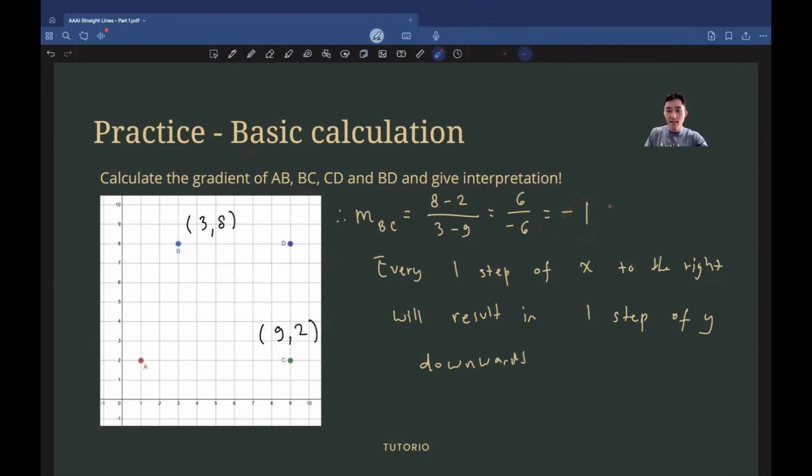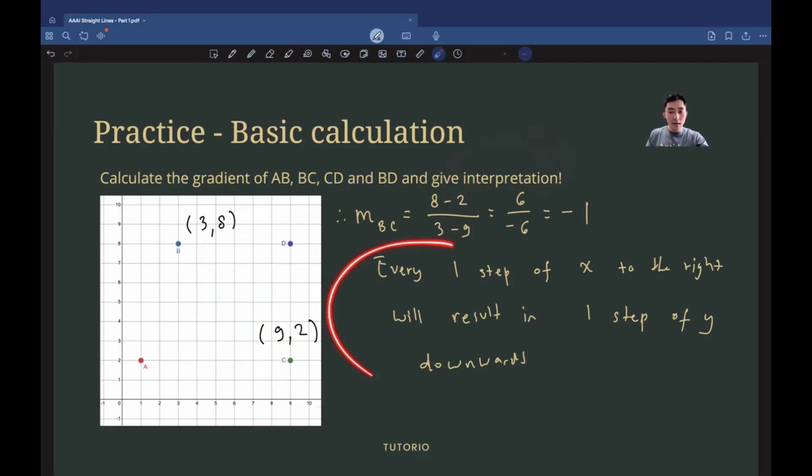Minus 1 is basically minus 1 over 1. So this resembles 1 step to the right, and this resembles minus 1 downwards. 1 right, 1 downward, 1 right, 1 downward, and so on and so on to reach the point. Yeah, so that's the interpretation of gradient.